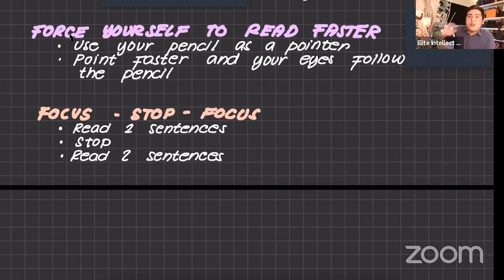Your mind is already out of the laser-light focus when it comes to your reading. So two sentences, stop. Another two sentences, stop. Do this on the examination to ensure that you are keeping yourself focused on the reading.